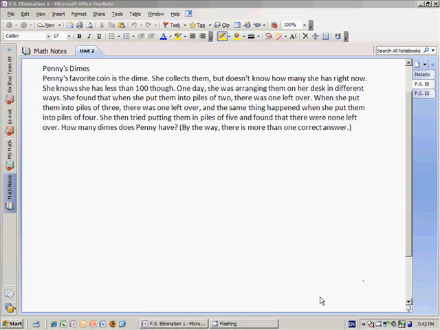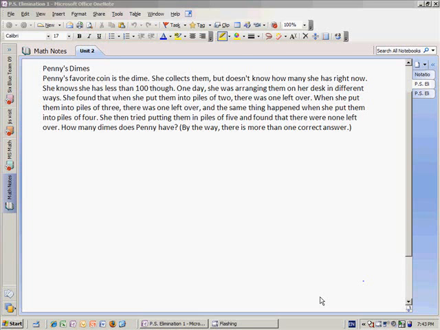She found that when she put them into piles of 2, there was one left over. When she put them into piles of 3, there was one left over. And the same thing happened when she put them into piles of 4. She then tried putting them in piles of 5 and found that there were none left over. How many dimes does Penny have? Oh, and by the way, there is more than one correct answer.